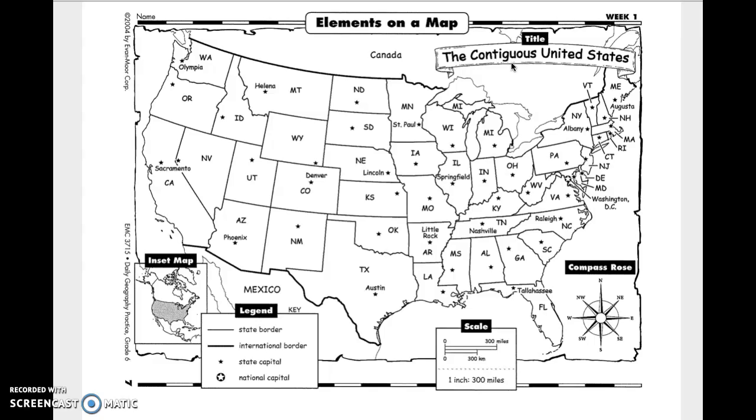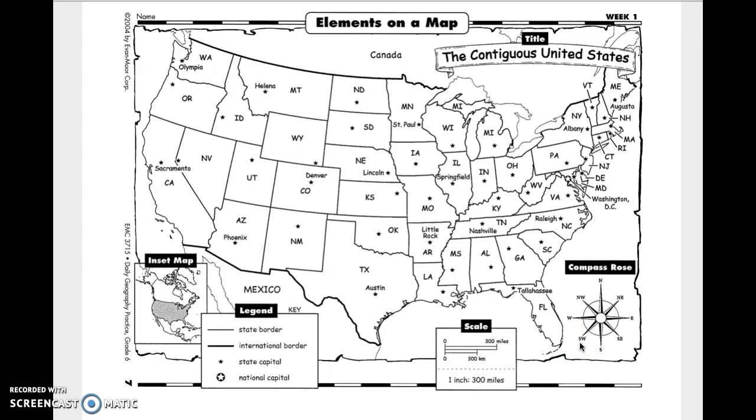The other elements on this map include the compass rose. The compass rose in the corner tells the directions. It tells me north, south, east, and west, which are my cardinal directions. And then the ones in between those are the intermediate directions. On this compass rose, it labels northeast, southeast, southwest, and northwest. Those would be the intermediate directions.